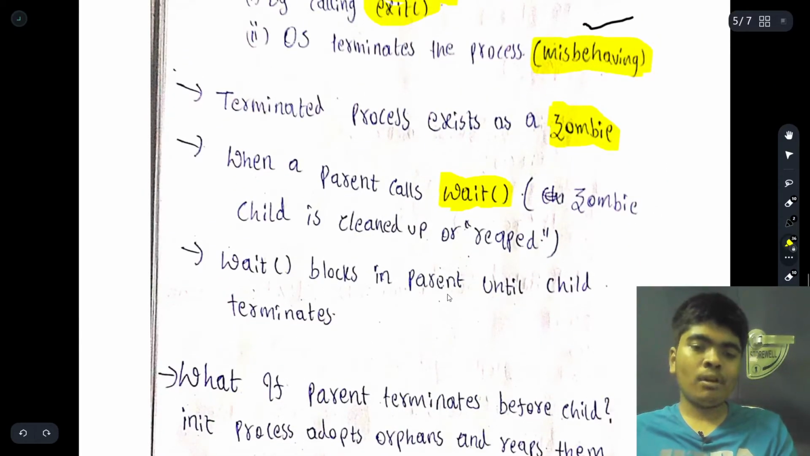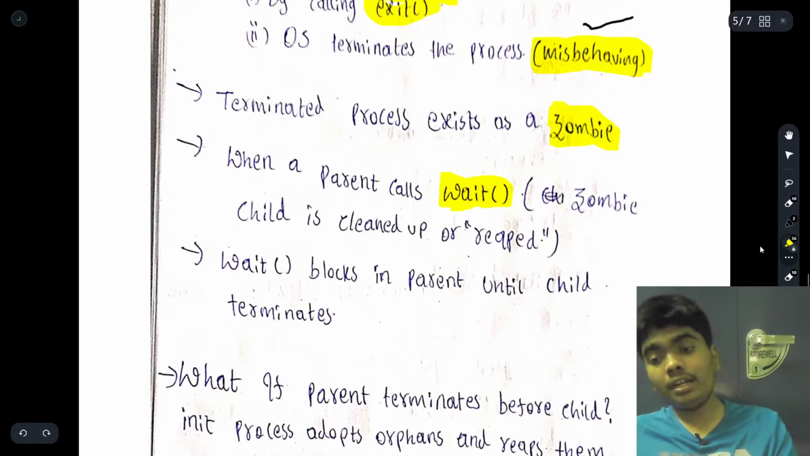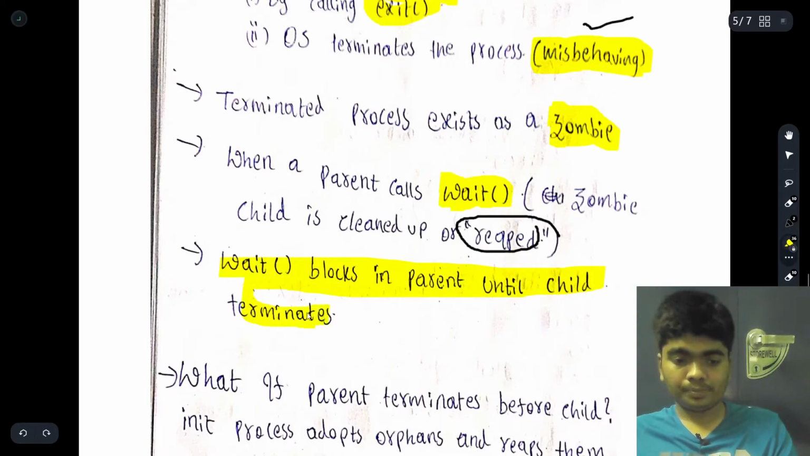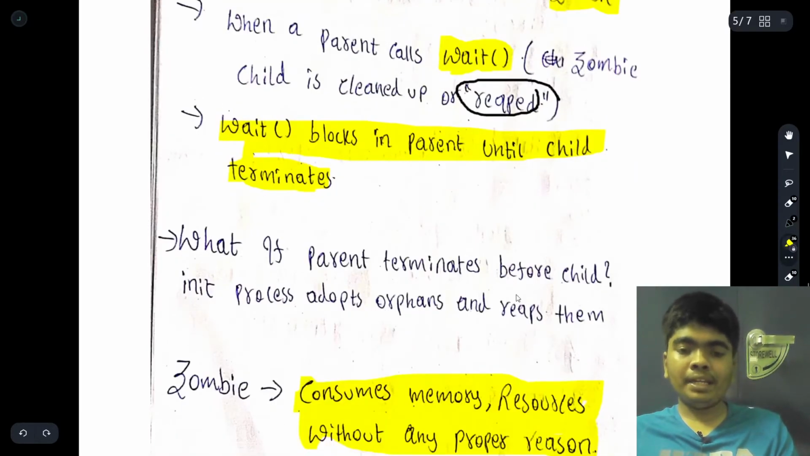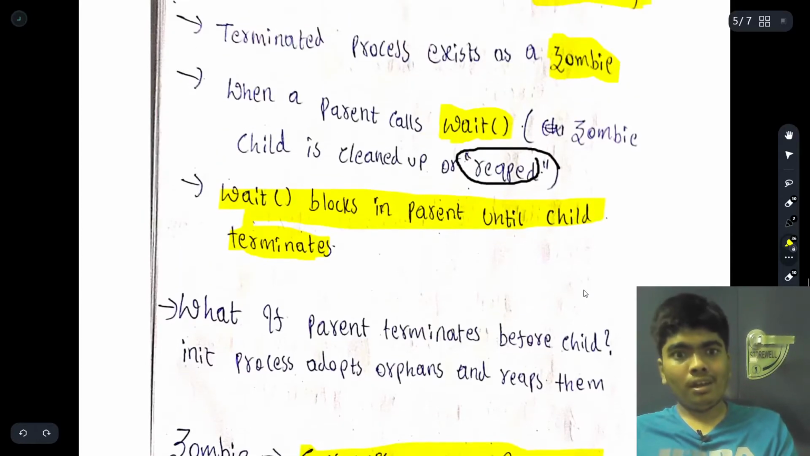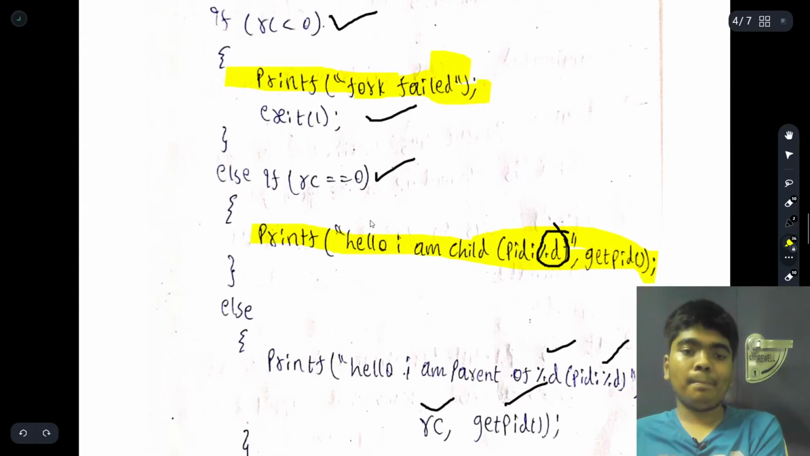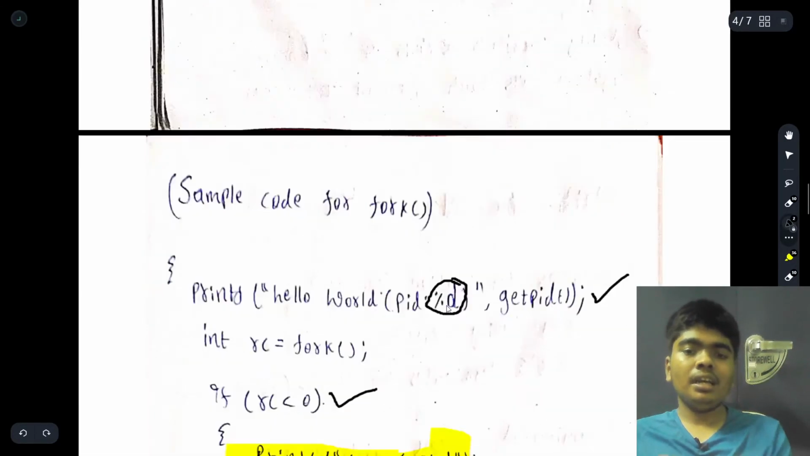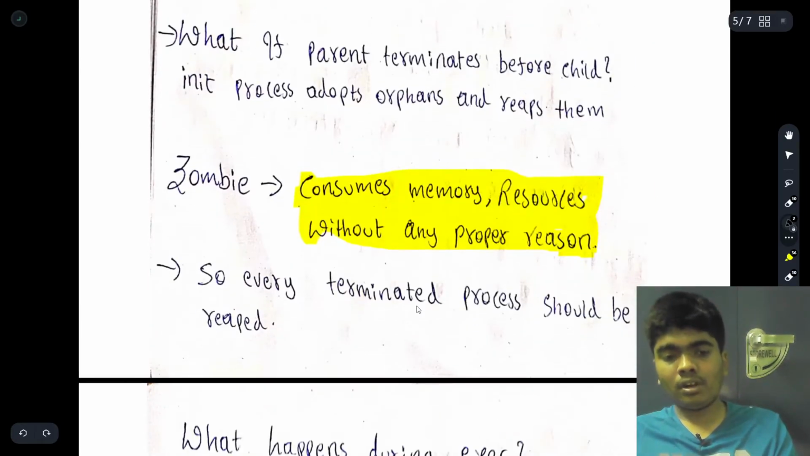So wait blocks in the parent until the child terminates, that is, until the child gets reaped. Until the child gets reaped, the wait will block in the parent. So what if the parent terminates before the child? If the parent process is completed and gets terminated, then here also we have another alternative.